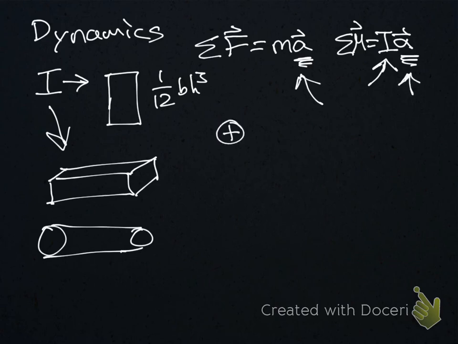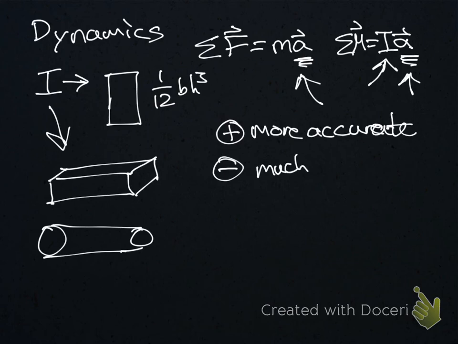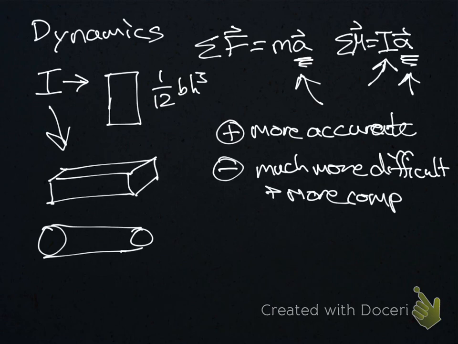So the pros here are that this is more accurate, assuming that you can make accurate assumptions. The con is that it's much, much harder. It's more difficult and more computationally intensive. So that means you need more computer power in order to solve the problems.